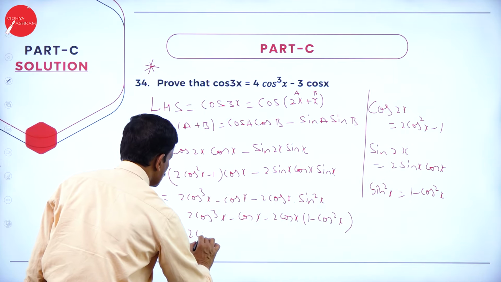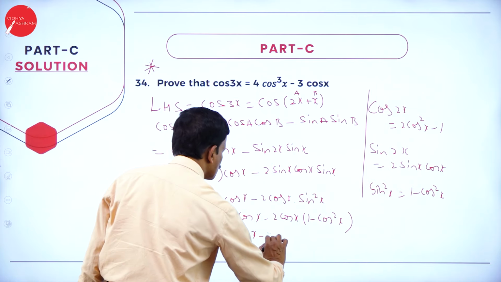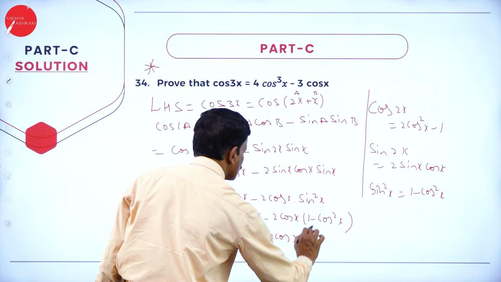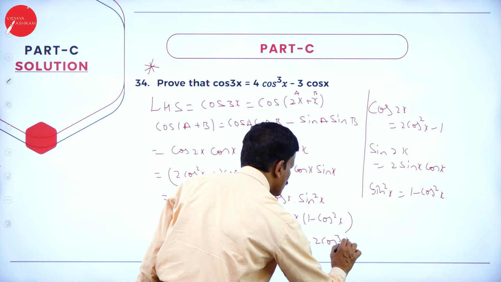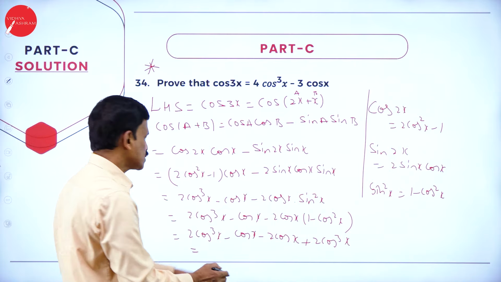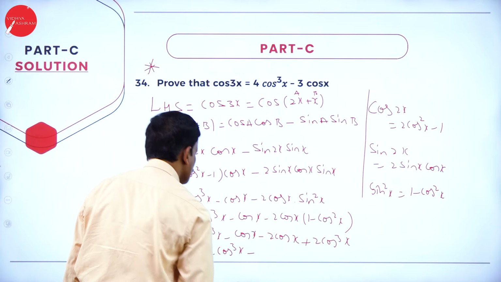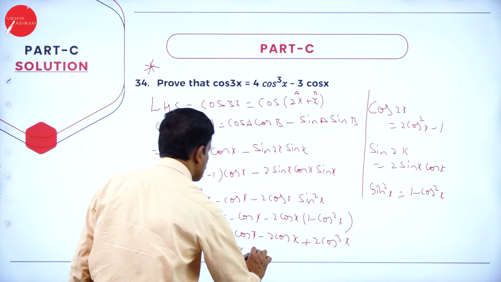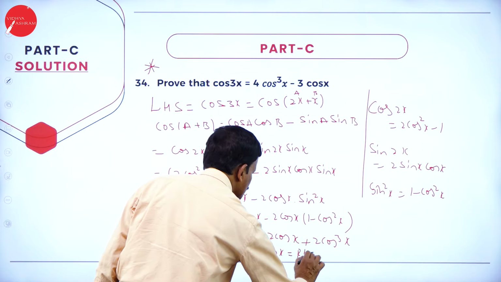This is equal to 2 cos cube x minus cos x minus 2 cos x into 1 is 2 cos x, minus into minus plus, 2 cos x into cos square x is 2 cos cube x. So, this can be written as 2 cos cube plus 2 cos cube is 4 cos cube x, minus cos x minus 2 cos x is minus 3 cos x, which is the required RHS.